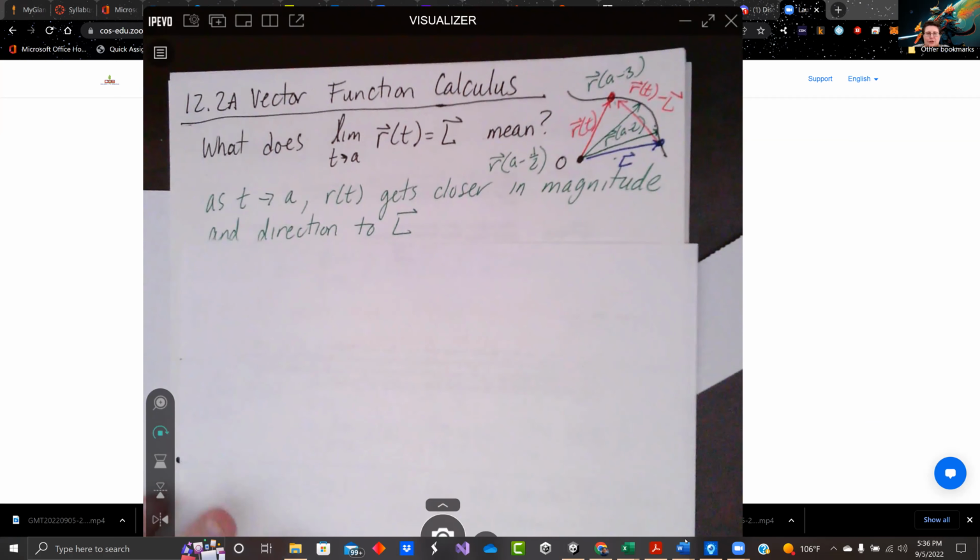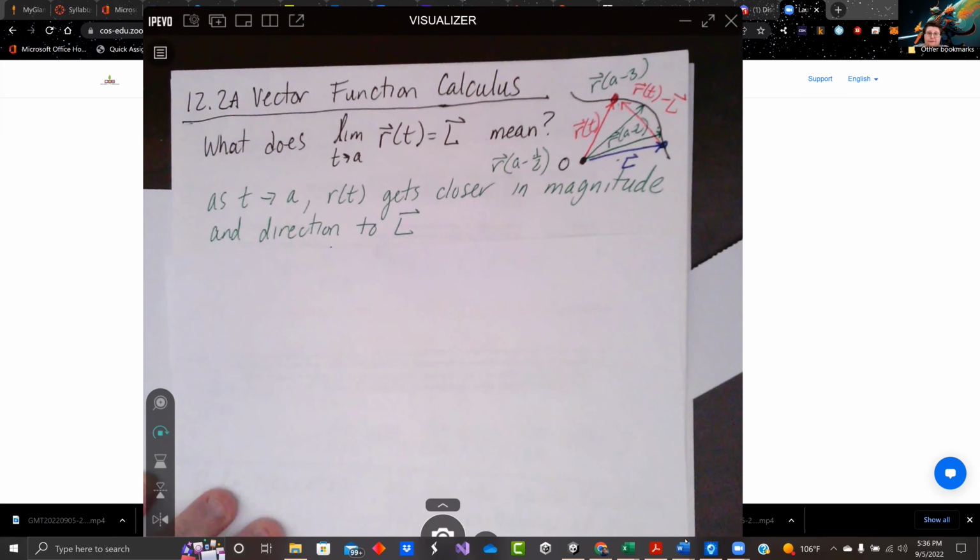So we're doing 12.2 in vector calculus, Calculus 3 at College of the Sequoias. It's the fall semester of 2022. Let's just jump right into it.